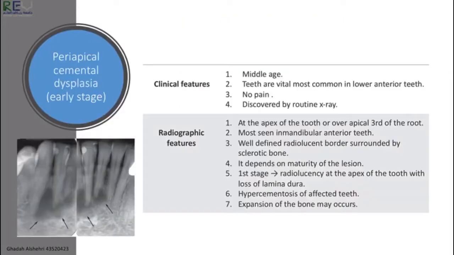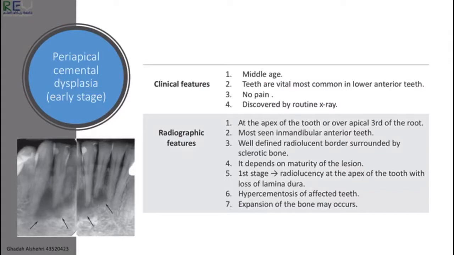Now for periapical cemental dysplasia in early stage. Clinical feature: middle age, teeth are vital, most common in the lower anterior teeth. There is no pain; it is discovered by routine X-ray. Radiographic feature: at the apex of the tooth or over the apical third of the teeth, most seen in mandibular anterior teeth, well-defined radiolucent border surrounded by sclerotic bone. It depends on the maturation of the lesion.